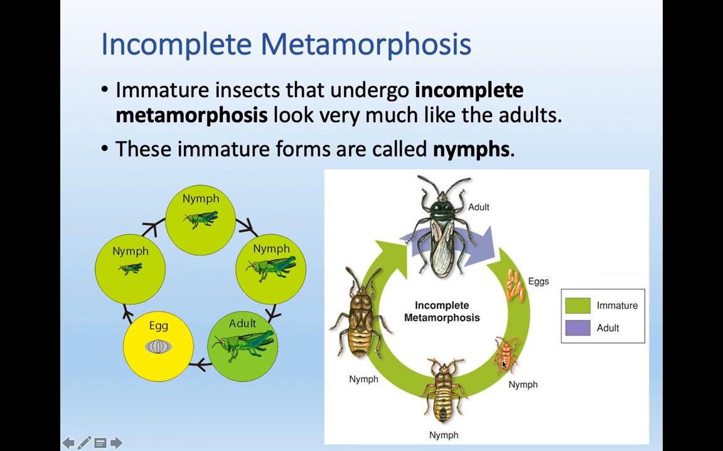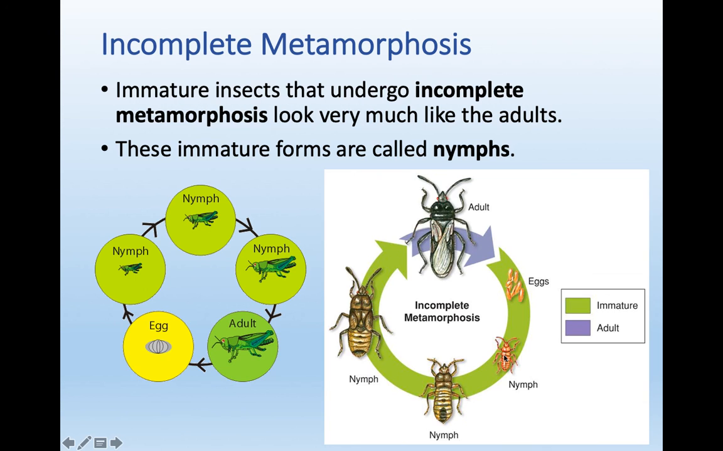But for the most part, they have the same body plan. And whenever we have an insect that matures in this way, we call it incomplete metamorphosis. Okay, and so what will basically happen is a series of molts. Remember, molting is where the outer exoskeleton gets shed as the nymph gets bigger and bigger.